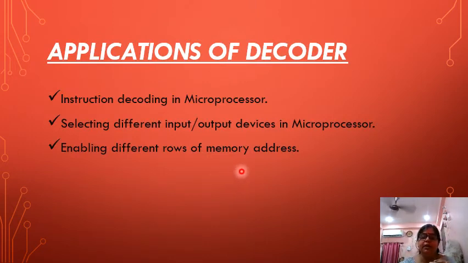Now, what are the applications of a decoder? A decoder is used for instruction decoding in a microprocessor. It is also helpful in selecting different input-output devices in a microprocessor, and it is also used for enabling different rows of memory address.